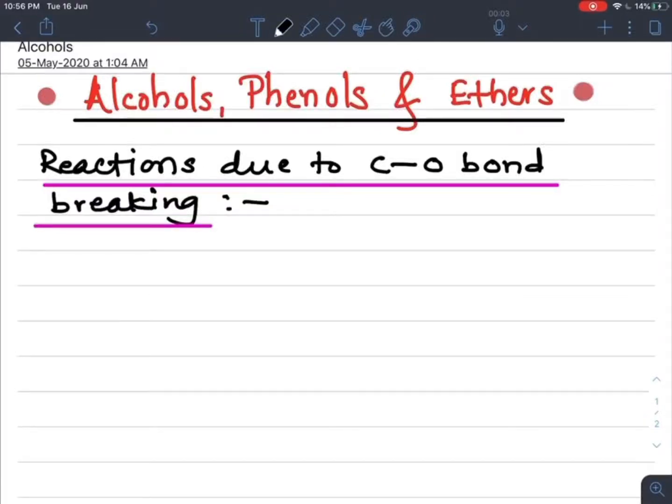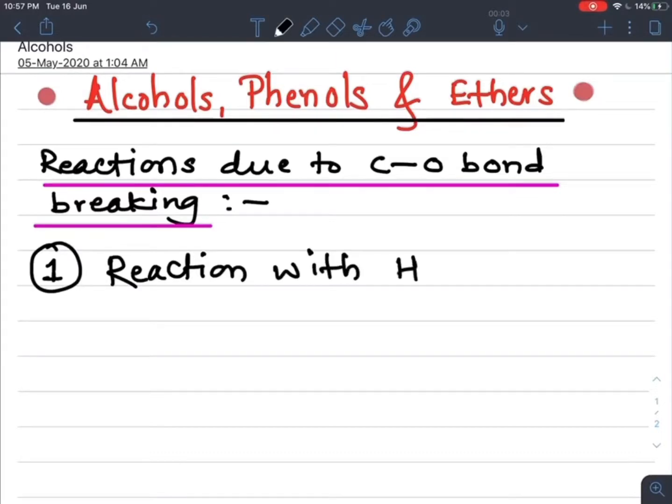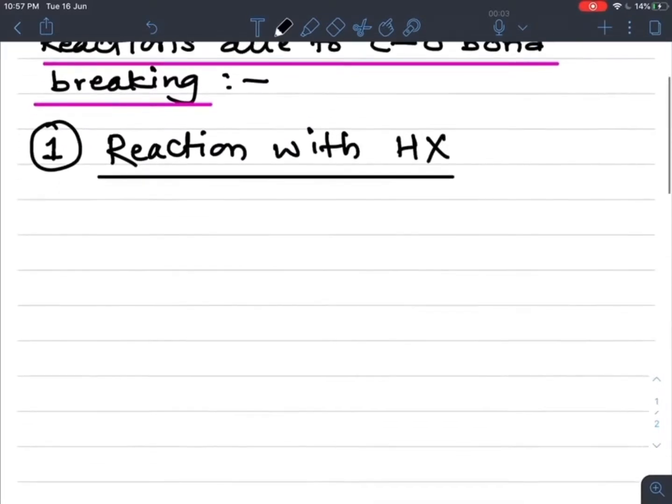Students, let's see reactions due to breaking of the C-O bond in alcohols. So, carbon-oxygen bond breaking reactions from alcohols. The first one is reaction with HX, that is hydrogen halide. In that, HX is nothing but either HCl, HBr or HI.